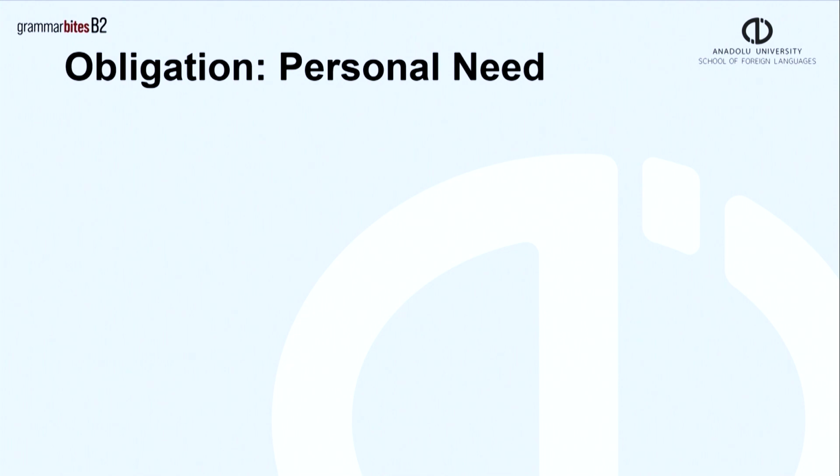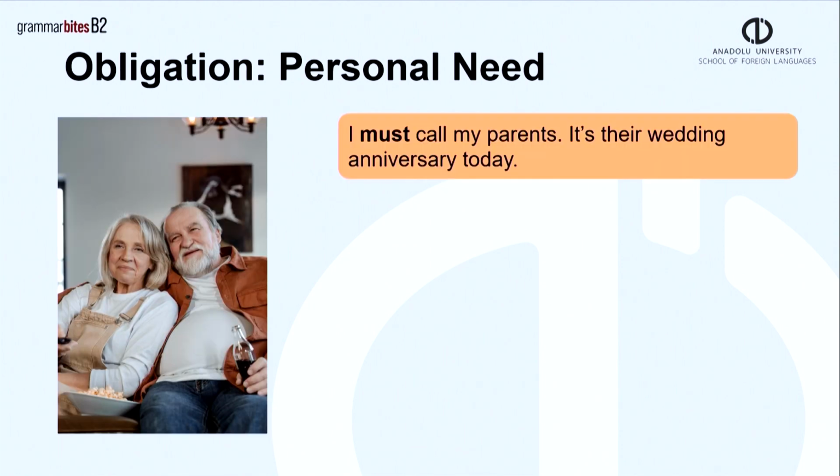And now we're going to look at the examples of obligation that comes from personal need or personal authority. I must call my parents. It's their wedding anniversary today. This is not a rule, just something that I think I need to do. That's a personal need.